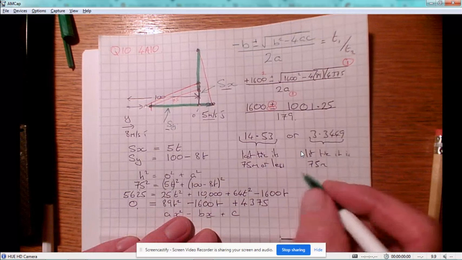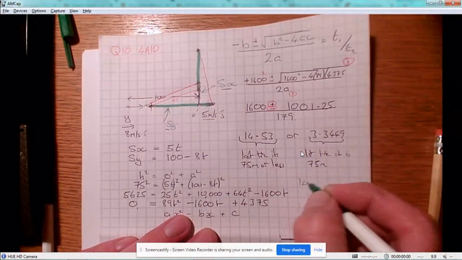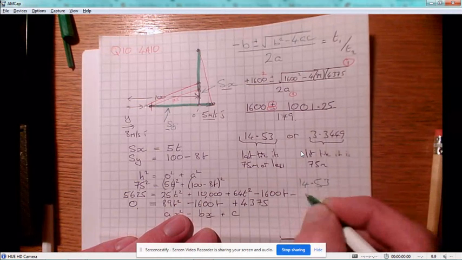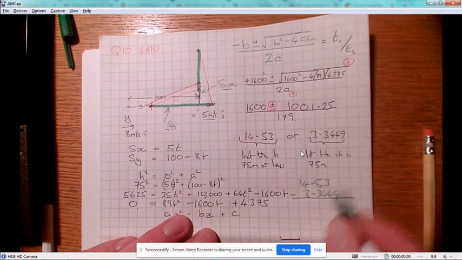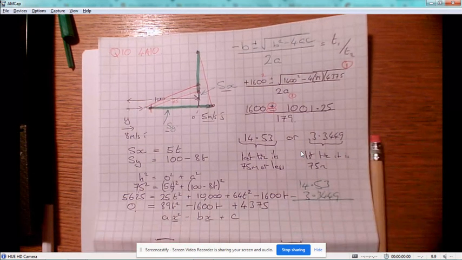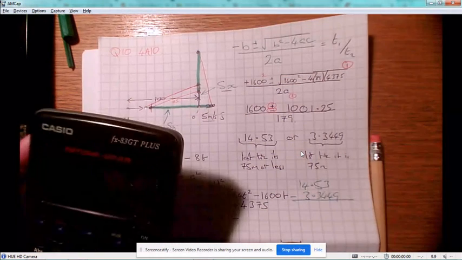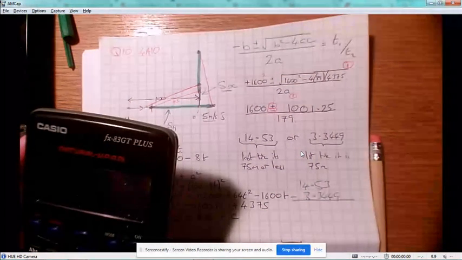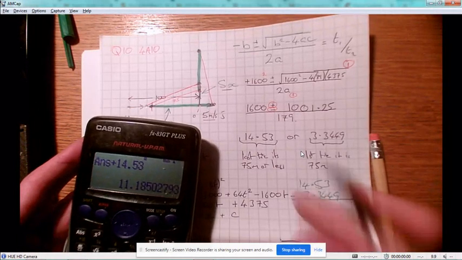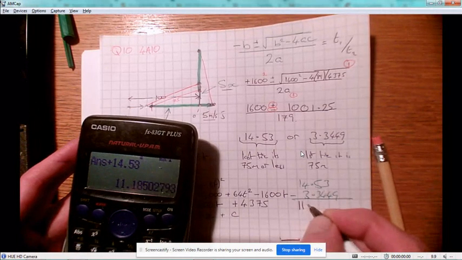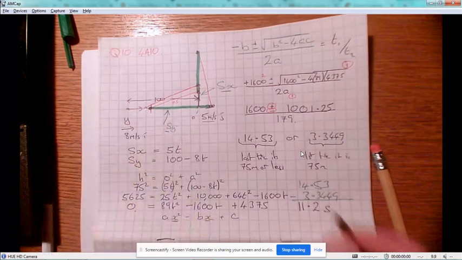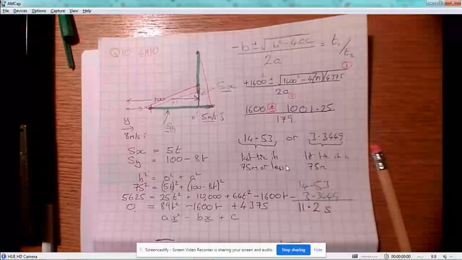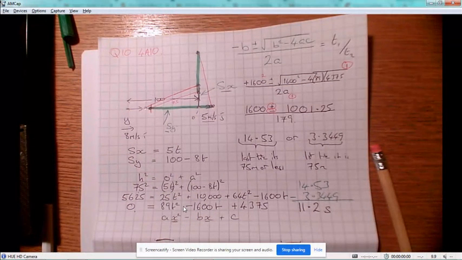So that's easy enough, right? 14.53 minus 3.3449. And that turns out to be 11.2 seconds within 75 meters.